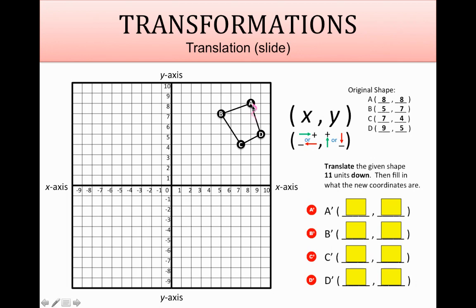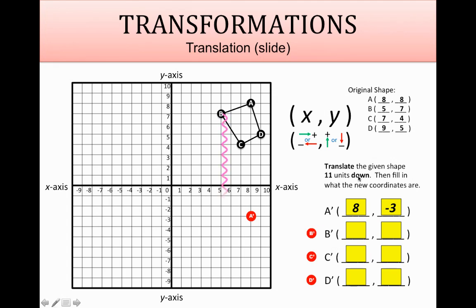All right, we're going to move A 11 units down. So we've got 1, 2, 3, 4, 5, 6, 7, 8, 9, 10, 11. So you would click on A prime and slide it over, and that's where A prime is supposed to go. All right, now what are the coordinates for A prime? It's going to be a +8 because we're going to the right, and it's going to be -3 because we're going 3 down.